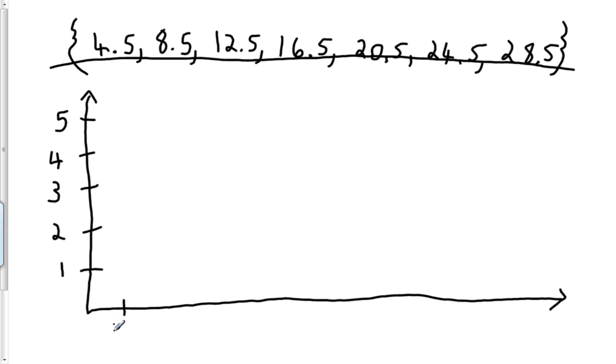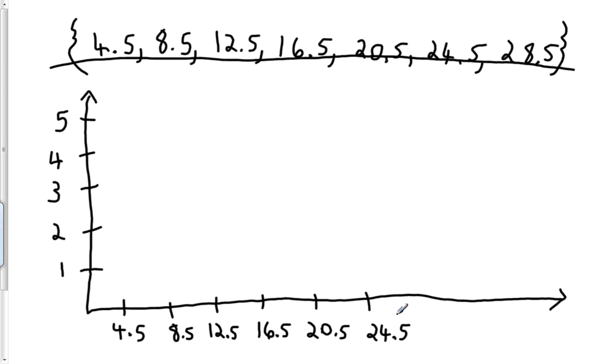So here I'm going to have 4.5 as my first class boundary, 8.5 is the next class boundary, 12.5 is the next one. And notice, not only are these equally spaced, so the bars will be of equal width, but there are no gaps between the classes. 16.5, 20.5, 24.5, and 28.5.